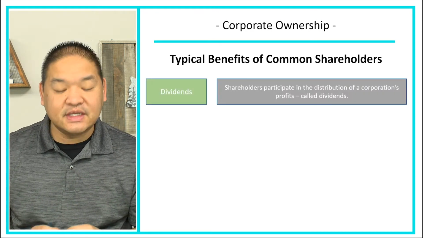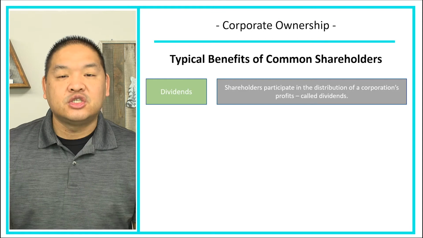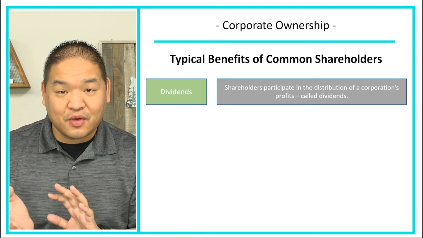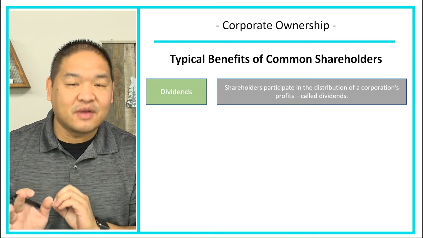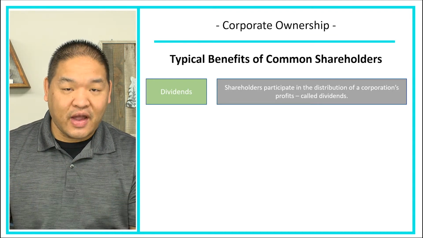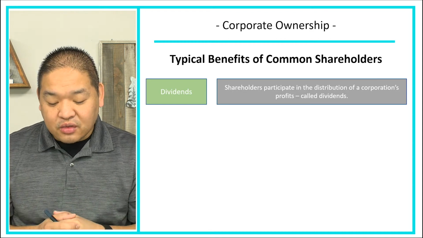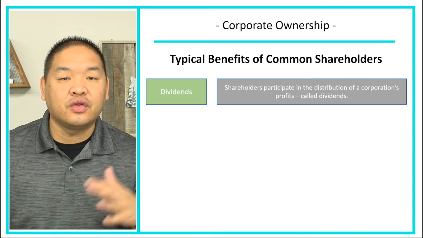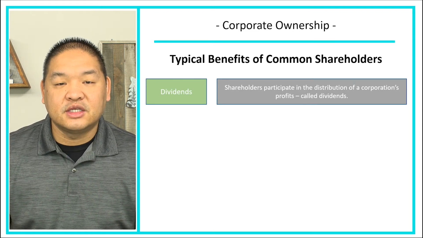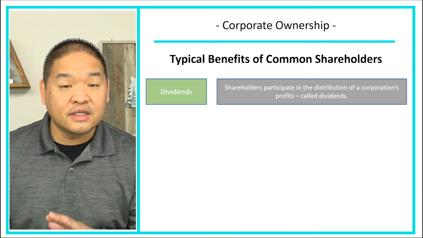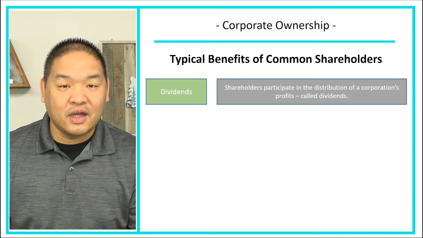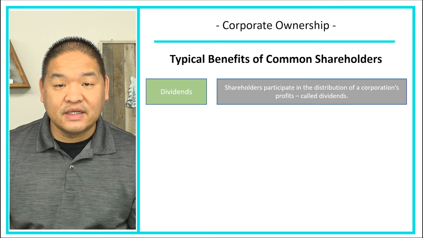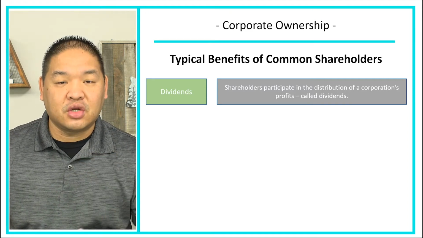But I will point out the two that are more part of ownership when you buy a share in a company. So the first one here is dividends. This is kind of what shareholders expect for the most part. Again, some companies don't pay dividends at all, like Berkshire Hathaway, but that's fine. Shareholders can participate in the distribution of a corporation's profit, also known as dividends. Companies are not obligated to pay a dividend, but if they do, you as a shareholder would get that.